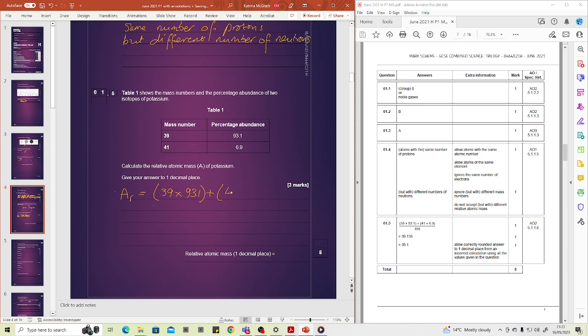Plus the next mass. So remember from previous past papers, you don't necessarily have to have just 2 isotopes. There's a neon question with 3 isotopes in it. And it's asking for 1 decimal place. It's not asking for significant figures, it's asking for 1 decimal place, so we can be very good about that and just put 39.1. There are no units.